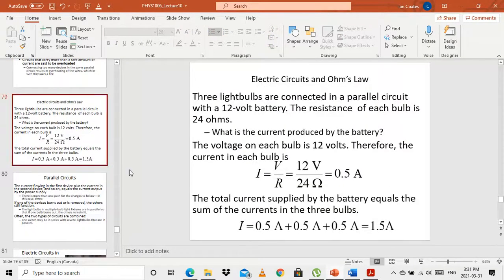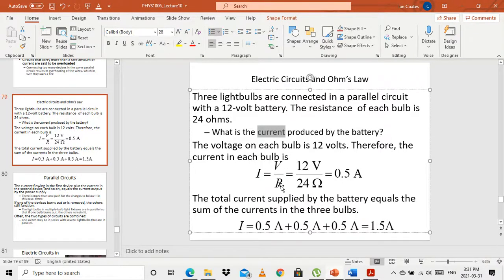Okay? 3 light bulbs are connected in a parallel circuit with a 12-volt battery. The resistance of each bulb is 24 ohms. What is the current produced by the battery? Well, current is I, and I gave you V and R, so the current is 0.5 amps. The total current supplied by the battery equals the sum of the current of the 3 bulbs, right? Because we are in a parallel.